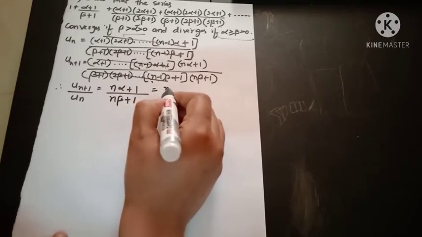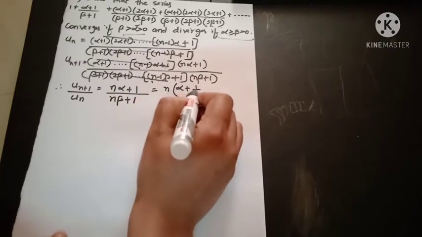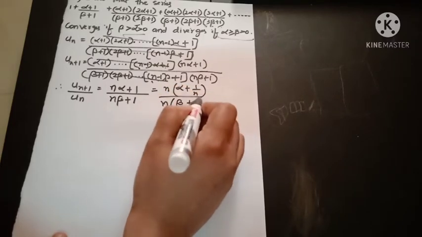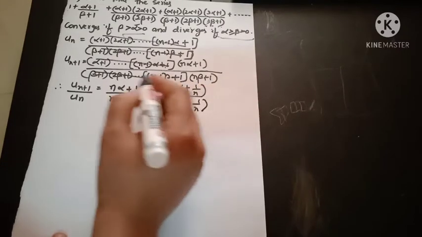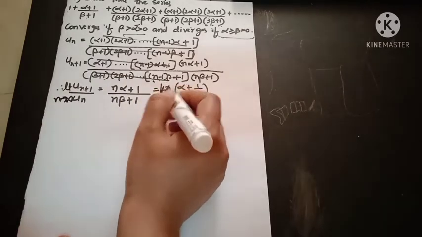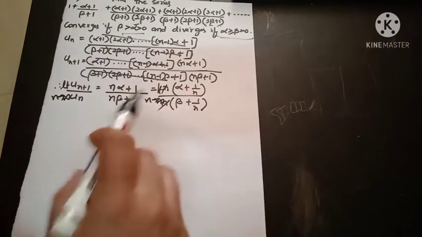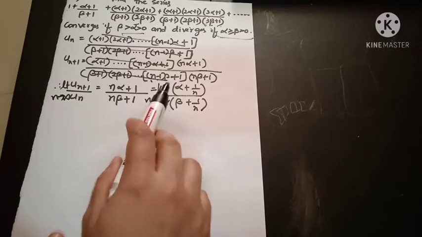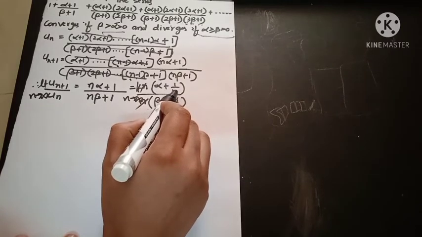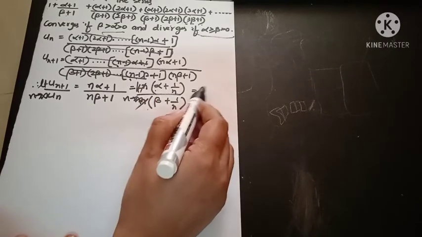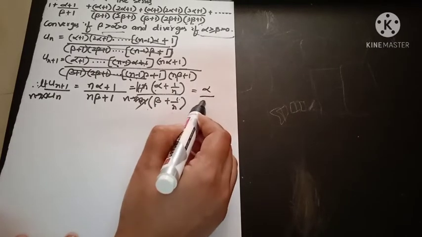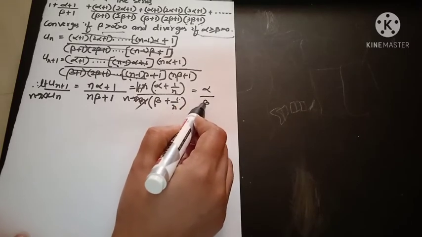So this will be, if I take n outside, alpha plus 1 upon n, divided by, if I take n outside, beta plus 1 upon n. And if I apply limit n tends to infinity, even n also gets cancelled. Applying limit n tends to infinity, we get 1 by infinity goes to 0, 0 plus alpha is alpha, 1 upon infinity becomes 0, 0 plus beta is beta, alpha by beta.